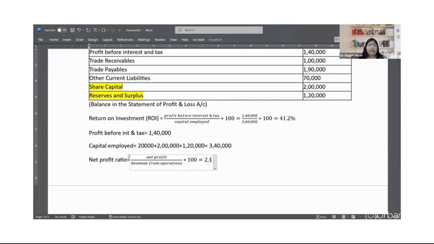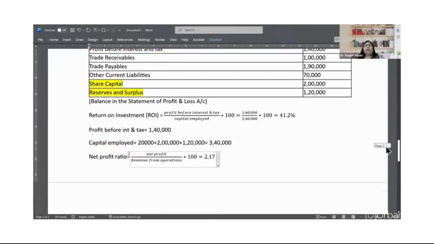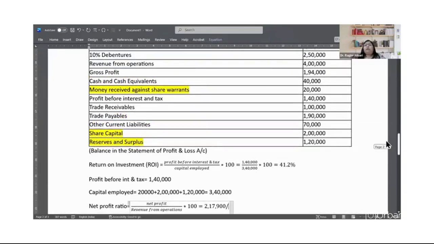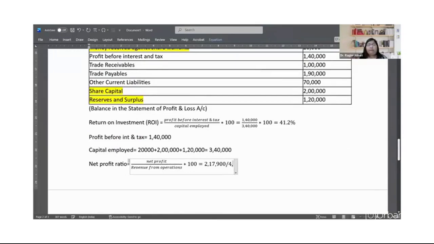So this is 2,17,900 divided by revenue from operation, which is given to us as 4 lakh, into 100. Okay. So how much percentage is net profit of the total revenue? That is 54.25%. Okay. All right.